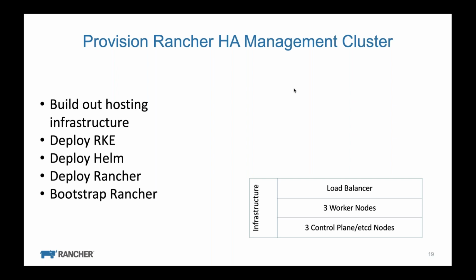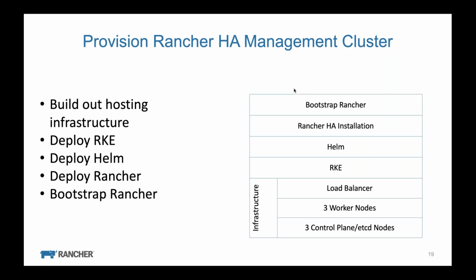And so to start out, what we're going to do is build out the underlying infrastructure of the management plane. In this case, we'll provision this on AWS. We'll get 3 control plane etcd nodes. We'll get 3 workers. We'll put them behind a load balancer. And then we're going to layer on RKE, which is the Kubernetes distribution provided by Rancher that'll actually run the Rancher application. We'll install Helm in order to enable us to install the Rancher HA application, which will go on there, and then we will bootstrap the Rancher installation using the Terraform 2 provider.